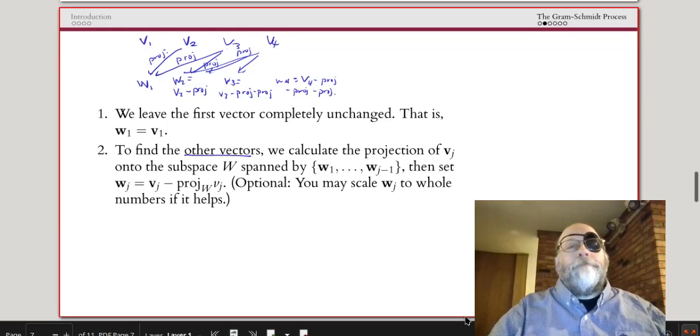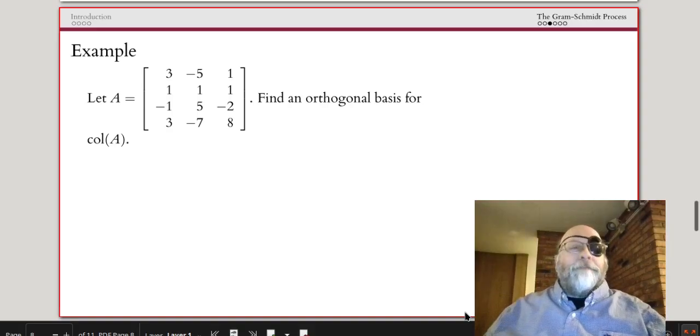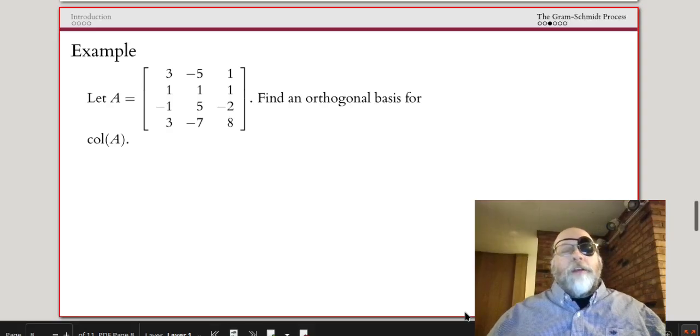All right. So let's give this a try. A is this matrix here. We want to find an orthogonal basis for the column space of A.